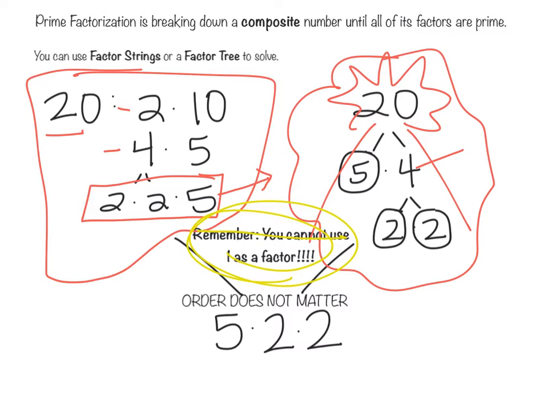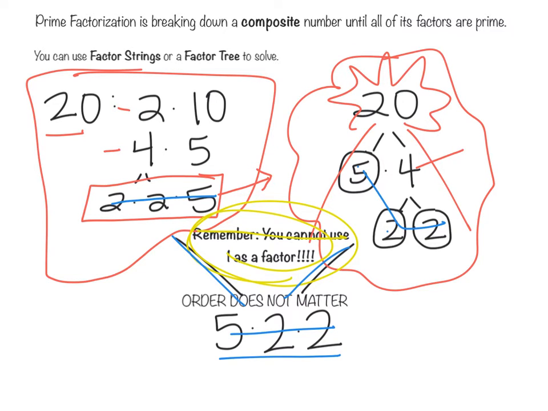So if you notice, I got the same answer for both the factor string and the factor tree: 5 times 2 times 2, and the order doesn't matter. Over here it says 5 times 2 times 2 if I read left to right, and over here it says 2 times 2 times 5. It doesn't matter which order you have them in, they'll all equal the same, because when I multiply this together, 5 times 2 is 10, times 2 is 20.